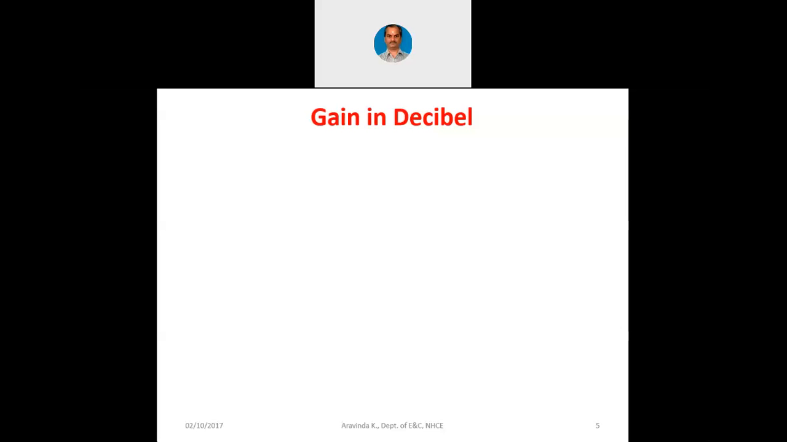And why the name DESI? DESI means we are going to use the common logarithms. Common logarithms means base 10. So when we use 10, it is easy for us. 10 squared is 100, so log of 100 is 2. 10 cubed is 1000, so log of 1000 is 3.